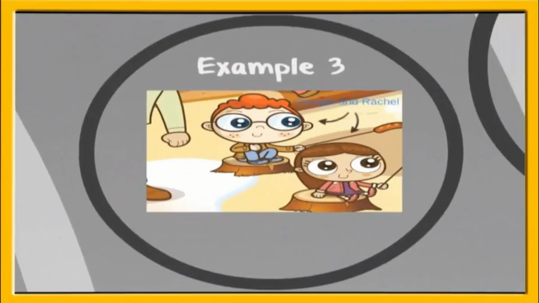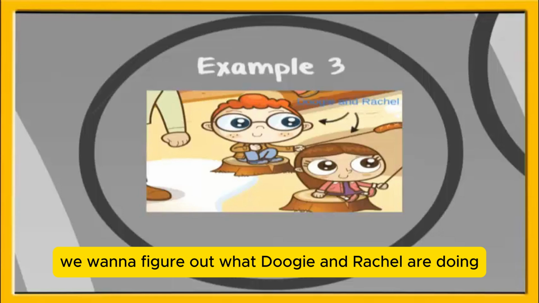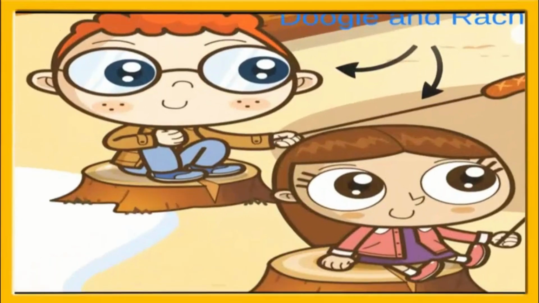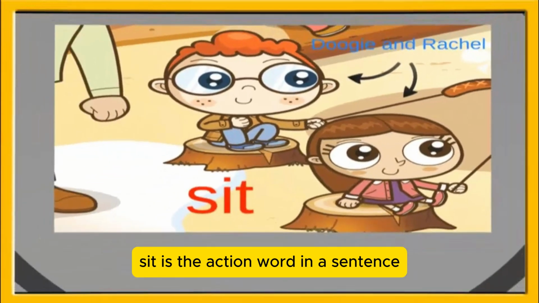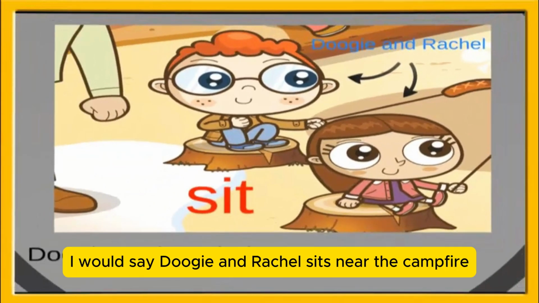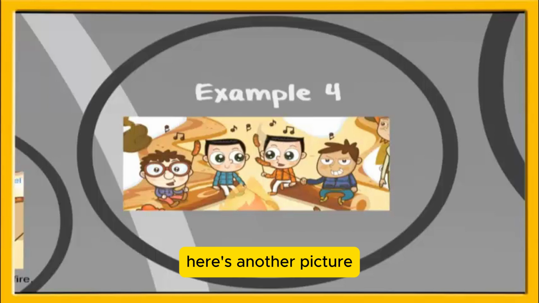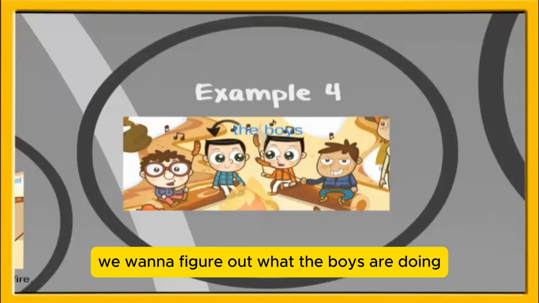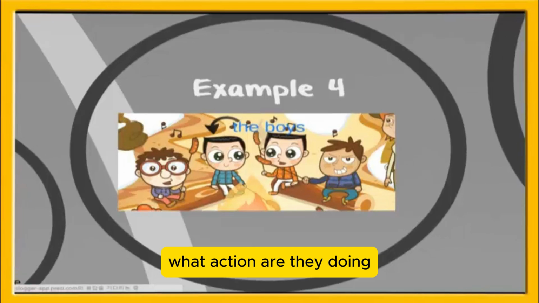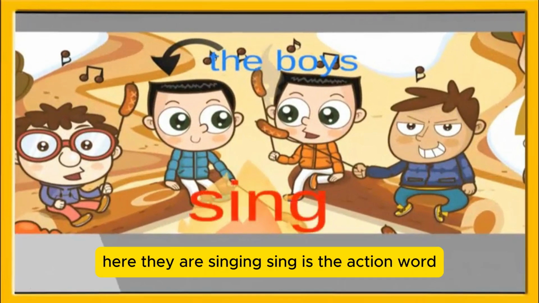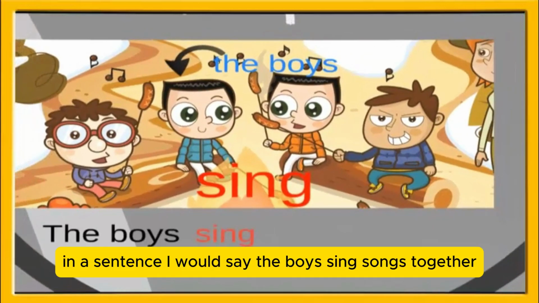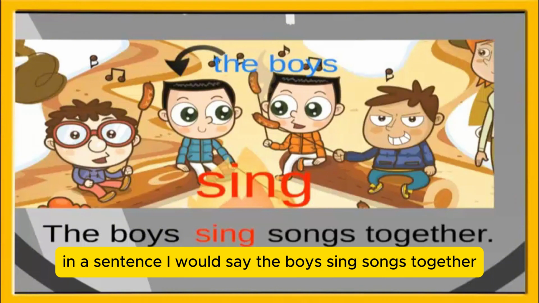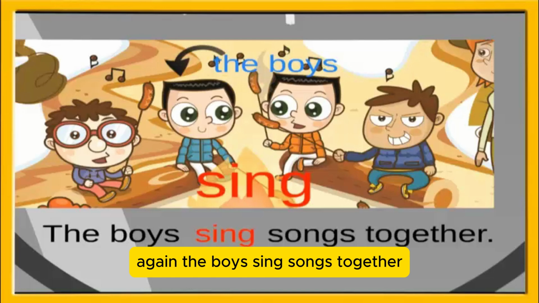Here's another picture. We want to figure out what Doogie and Rachel are doing. What action are they doing? Here, they are sitting. Sit is the action word. In a sentence, I would say, Doogie and Rachel sit near the campfire. Here's another picture. We want to figure out what the boys are doing. What action are they doing? Here, they are singing. Sing is the action word. In a sentence, I would say, the boys sing songs together. Again, the boys sing songs together.